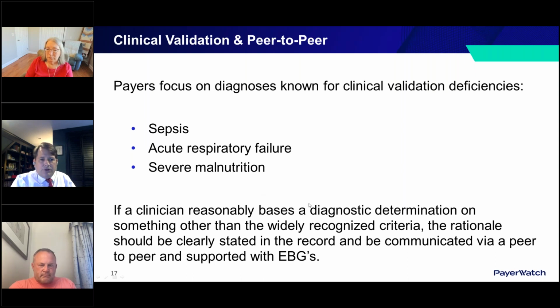When it comes time, after our clinical validation, for a peer-to-peer, sepsis is one of our three main diagnoses, as I'm sure most of you will share: sepsis, acute respiratory failure, and severe malnutrition. And certainly what we're finding is that some of our patients that don't necessarily have a neat and tidy SOFA score are getting into the peer-to-peer range. We're going through our 3 letters to our insurers, and then we're getting to these peer-to-peers.